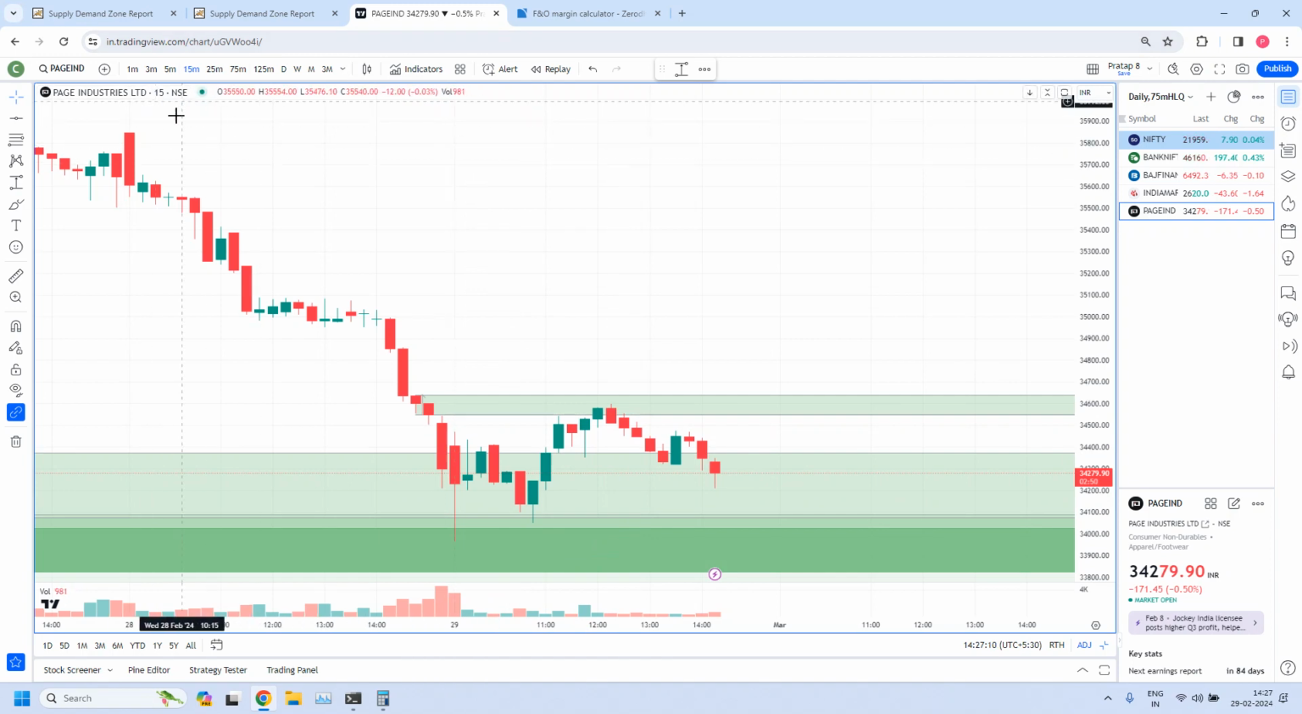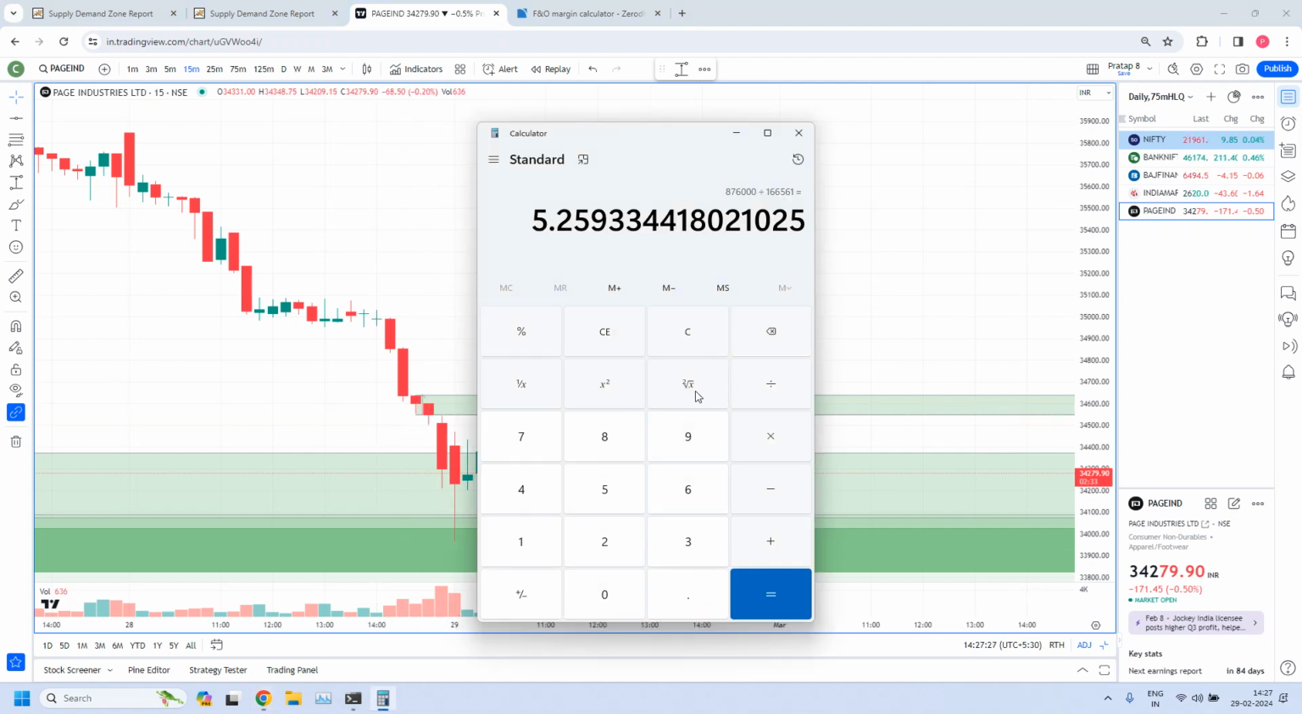Let us calculate the profit, how much we would have got. The close of this candle is our target. What is the close of this candle? 34,549. 34,549. Yes. And what is our entry?